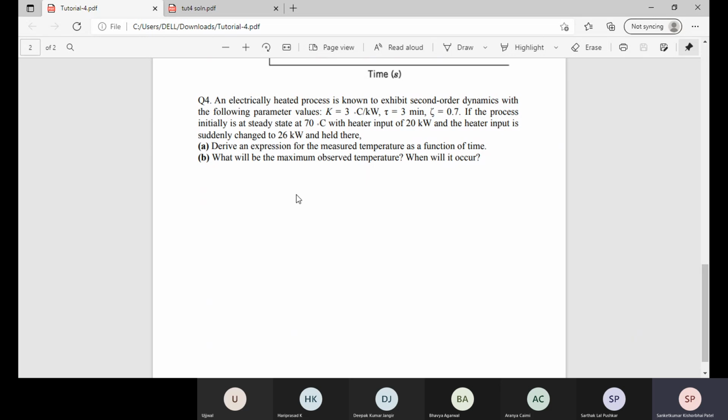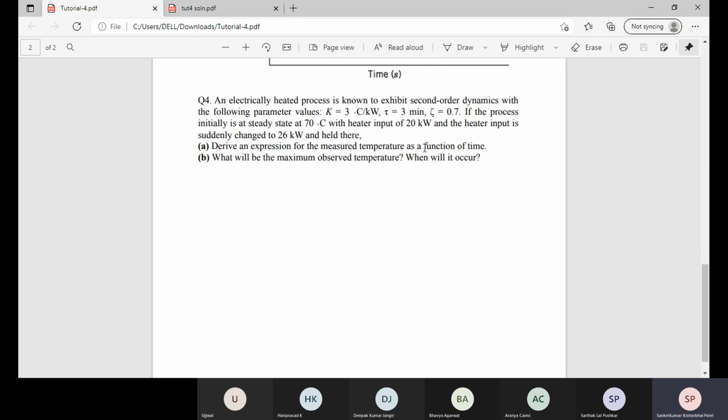So fourth and final question. An electrically heated process is known to exhibit second order dynamics with the following parameter values: K equal to 3 degrees Celsius per kilowatt, tau equal to 3 minutes, zeta equal to 0.7. If the process initially is at steady state at 70 degrees Celsius with heater input of 20 kilowatt and heater input is suddenly changed to 26 kilowatt and held there. That is basically we have made a step change. So part A, derive an expression for the measured temperature as a function of time. Part B, what will be the maximum observed temperature and when will it occur?